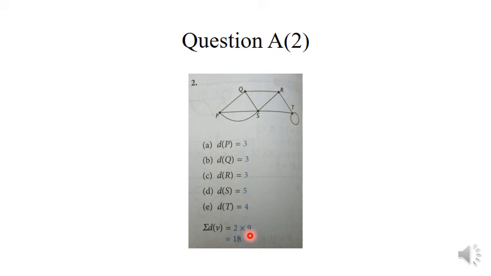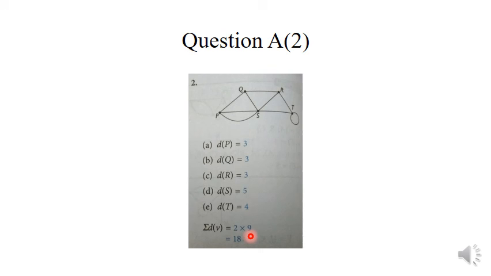Okay, now how to get this 9? This number 9 is the number of edges. How to get 9? PQ 1, PS 2, PS 3. Next, QR 4, QS 5, RS 6, ST 7, RT 8. T to T, 9. So you write 9.